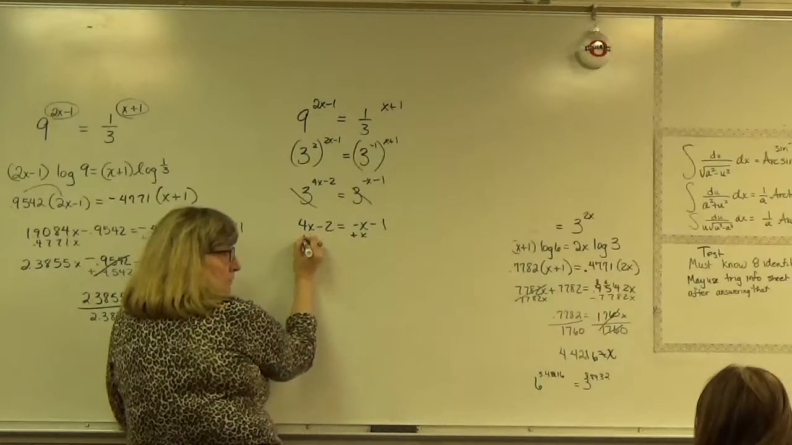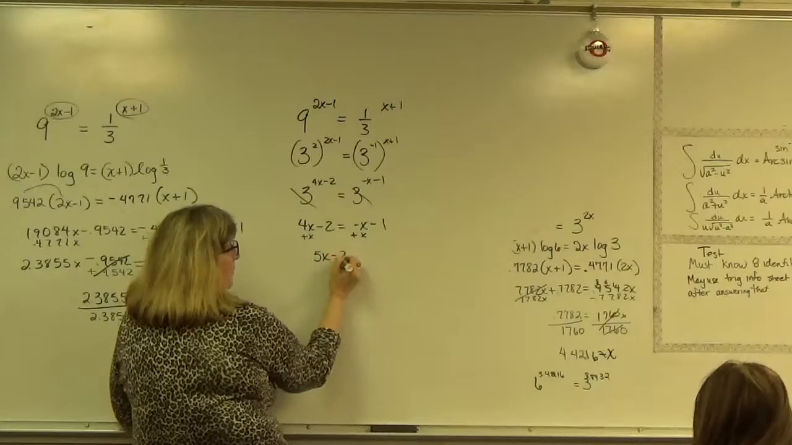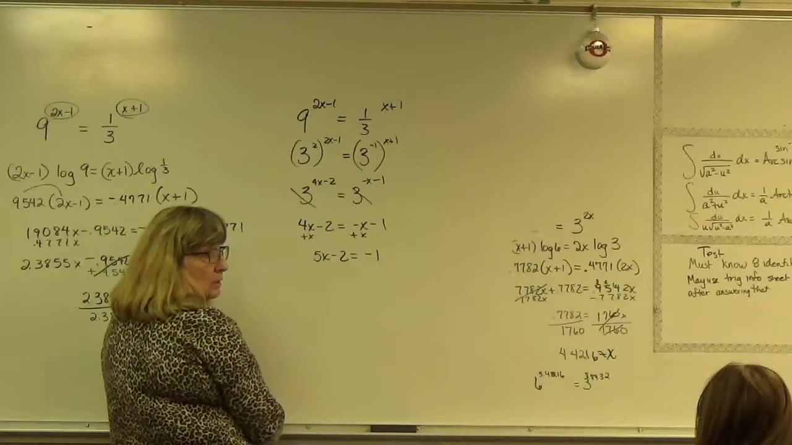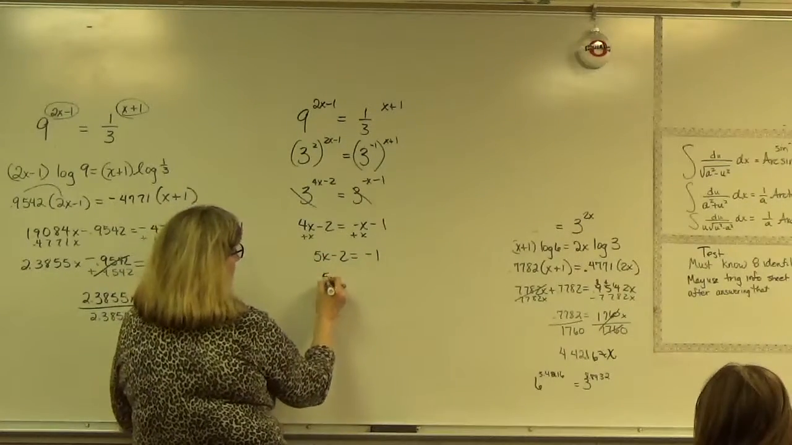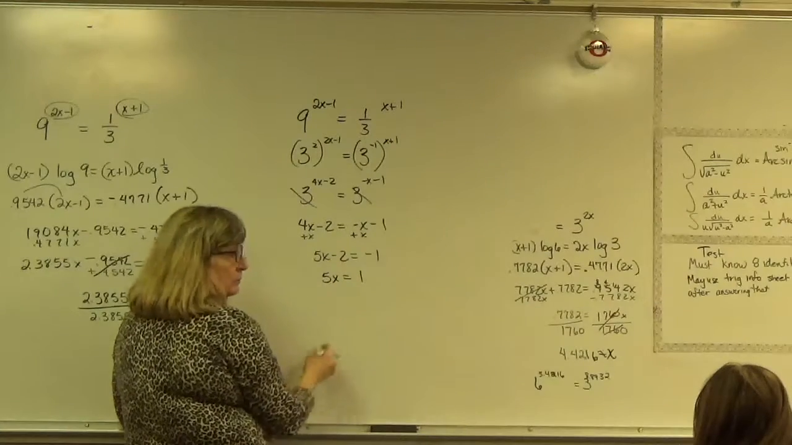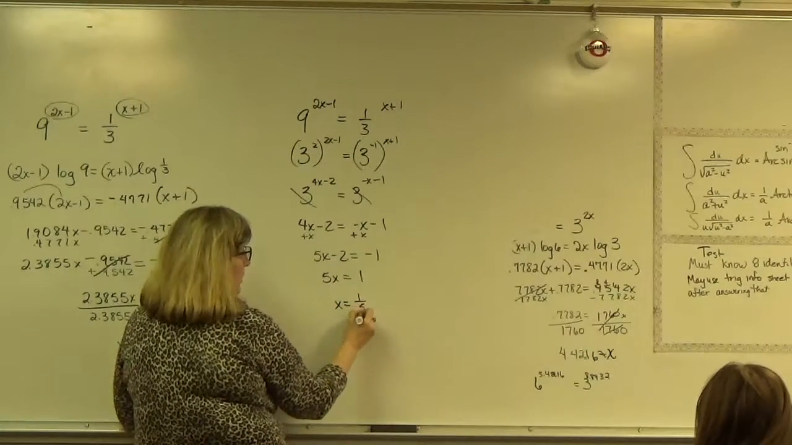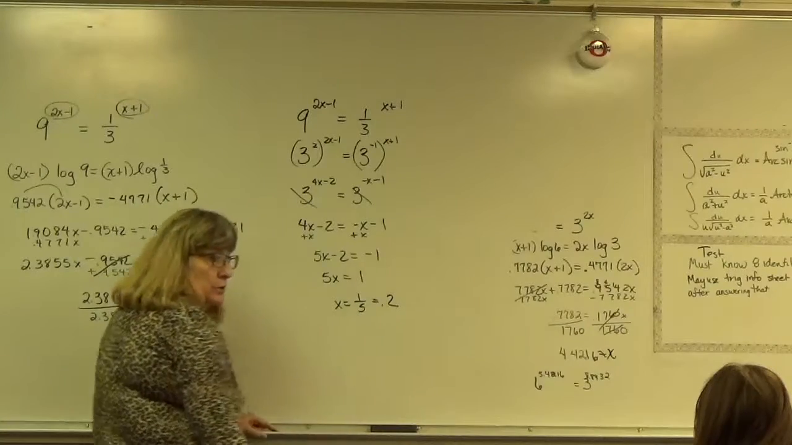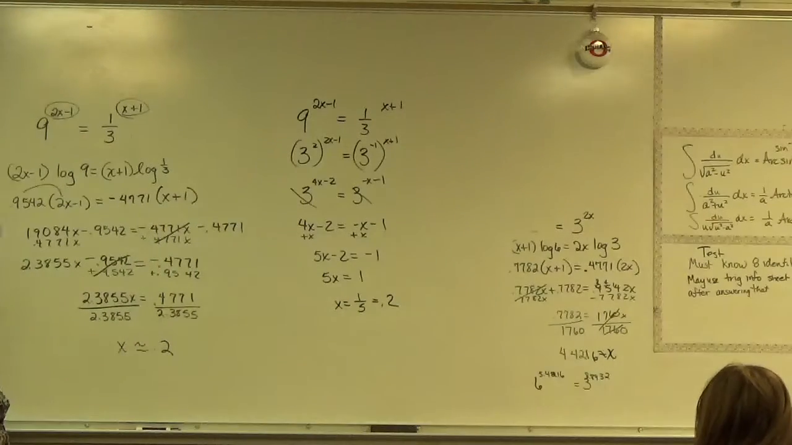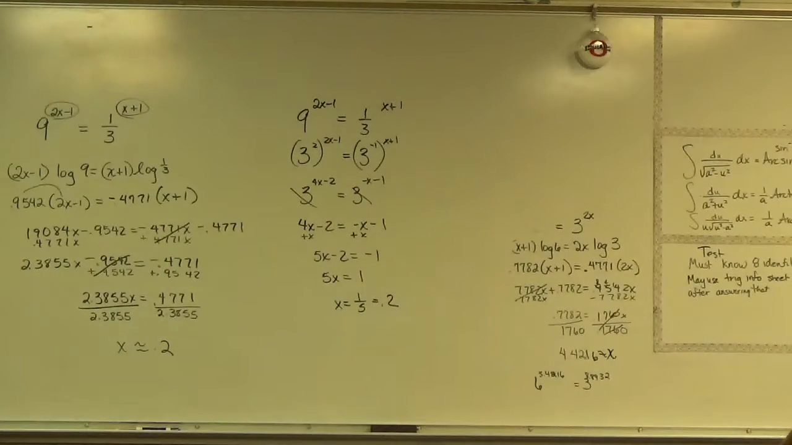Get your x's together, add 2, that's 1, right? Divide by 5, and 1/5 is the same thing as 0.2, isn't it? So see, we just proved that it did work out, but we used logs.